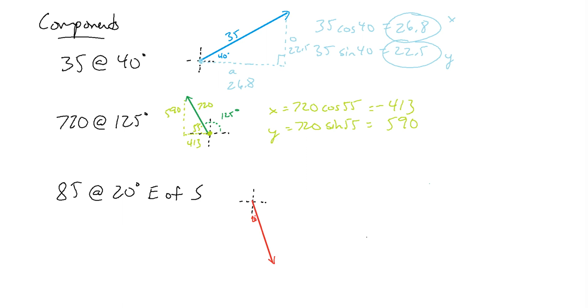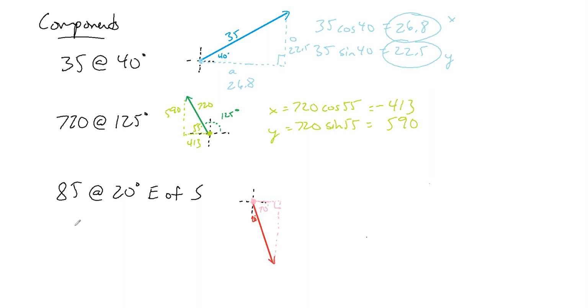Now I want to break this apart into how far sideways and how far up and down. Same as before, I'm going to start by drawing a triangle. This is where I started from. I'm going to go sideways first, so I'm going to go to the right. And then I'm going to go straight down to make a little right triangle. Now the same way in the green one I didn't want to use the 125, I don't want to use the 20 degrees. I want to use the 70 degrees. And this is the other key thing.